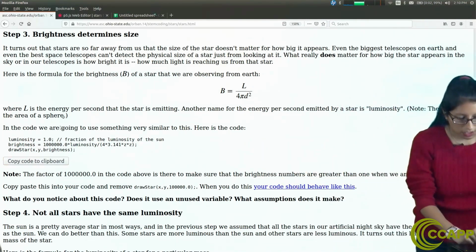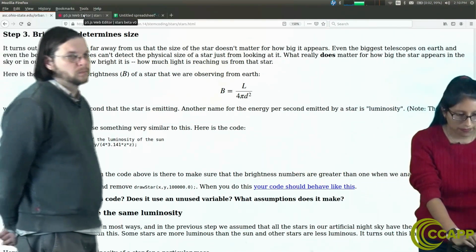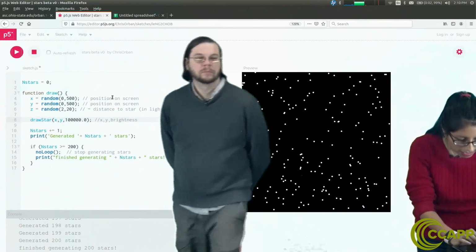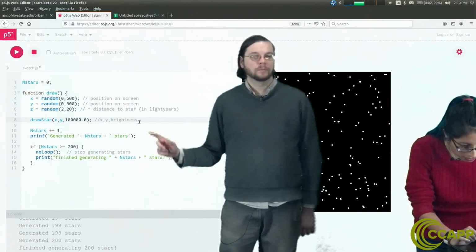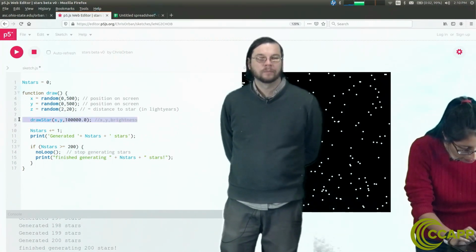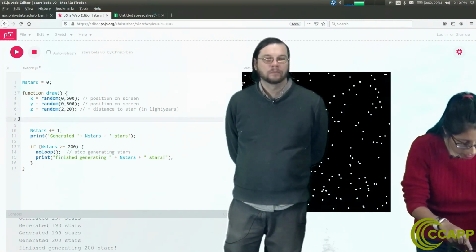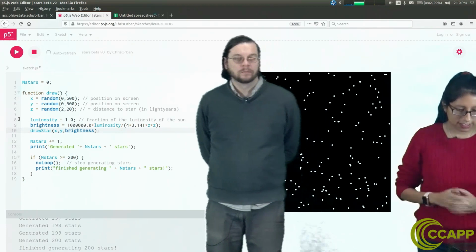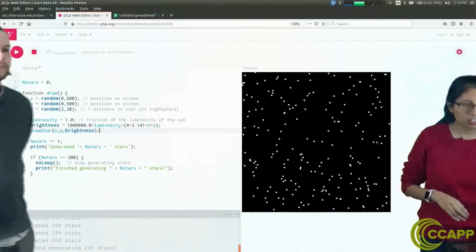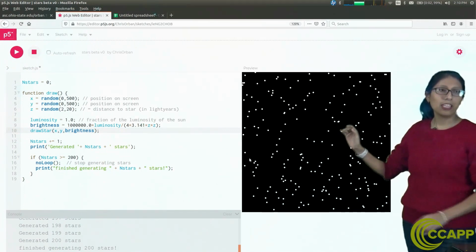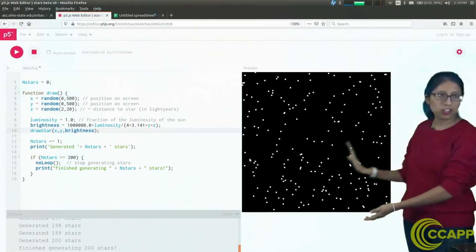So again, I'm going to copy it to the clipboard. And I am going to go ahead and remove this part. Yep. And I'm going to Control V and paste that. So now keep in mind what our previous image looked like.